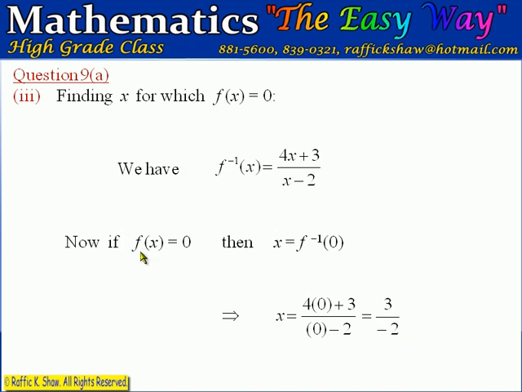So the solution for f of x equals 0 is that x is 3 divided by negative 2, which is negative 1.5. And that's the answer for that part of question 9a, part 3.